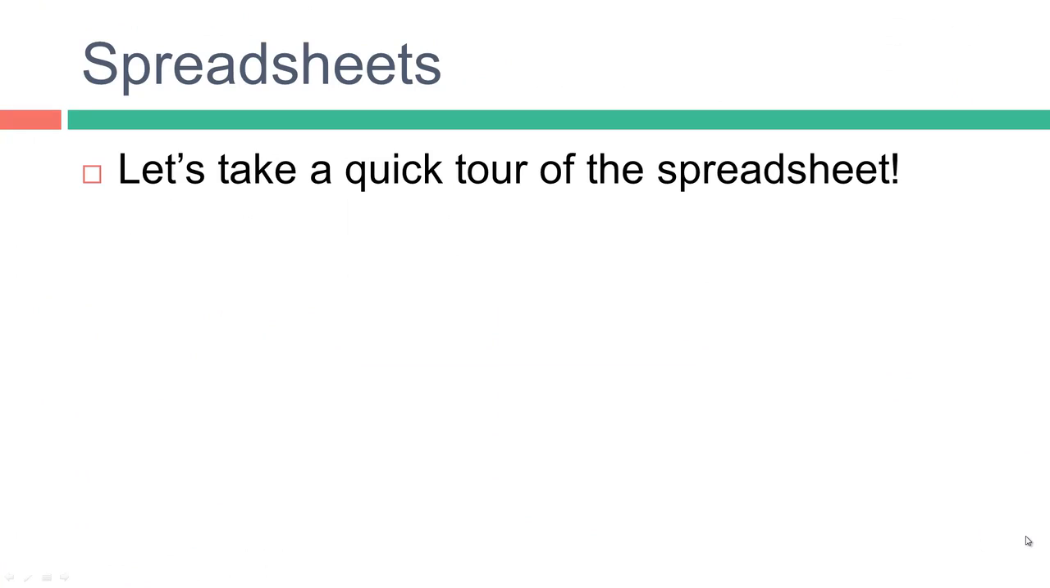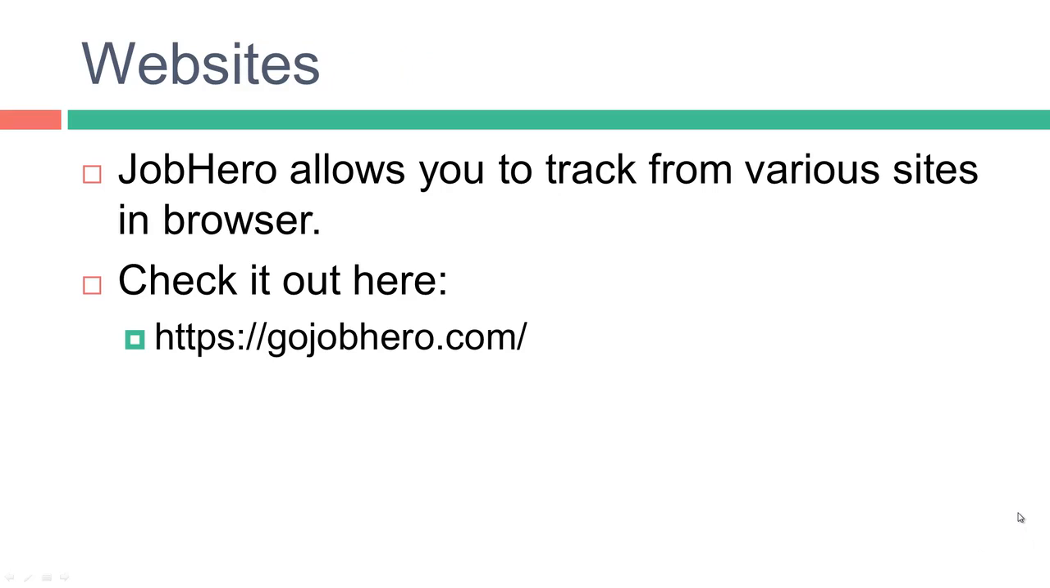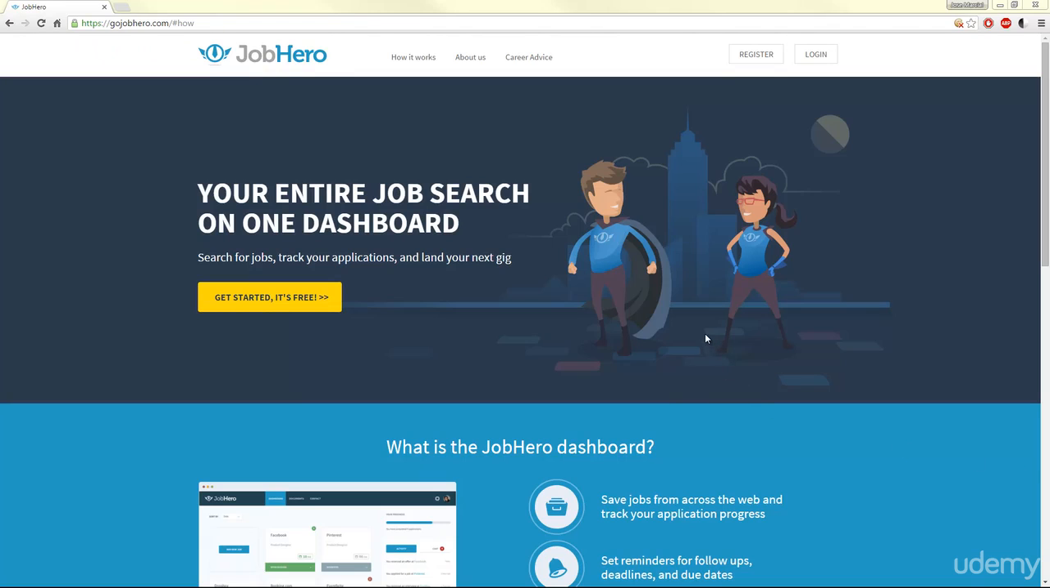Alright, so we took a tour of the spreadsheet. One other resource I want you to be aware of are some websites. There are a couple of websites that help you track your job search progress. One of them is known as Job Hero. You can check it out at gojobhero.com. Let's go ahead and take a look at it in our browser.